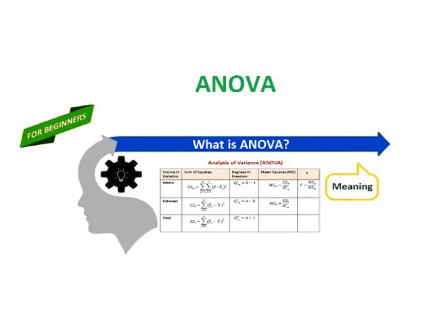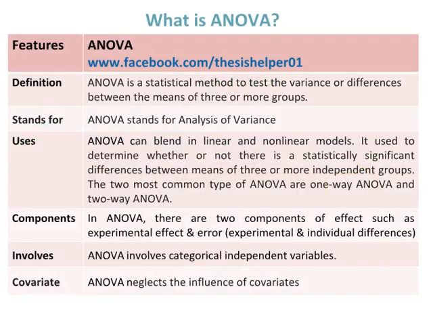Anova, a step-by-step guide with proper explanation for beginners to conduct research. What is Anova? Anova is a statistical method to test the variance or differences between the means of 3 or more groups. Anova stands for analysis of variance. Anova can blend in linear and nonlinear models.